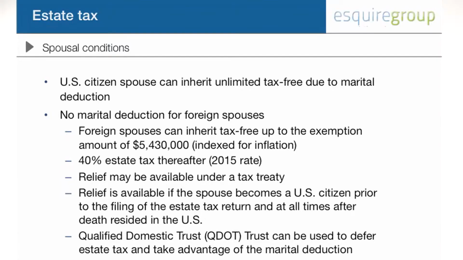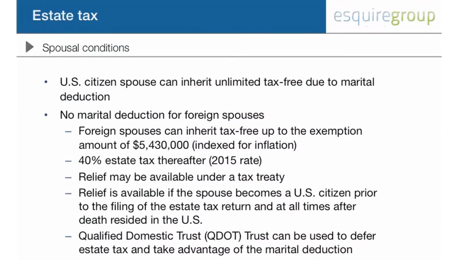One of the things that you have to remember is that if your spouse is not a U.S. citizen, they cannot inherit an unlimited amount of money from you tax-free. So if your spouse isn't a U.S. citizen and you leave them an inheritance, whatever you leave them is going to immediately start reducing that $5.43 million estate tax exclusion because they don't qualify for the marital deduction.